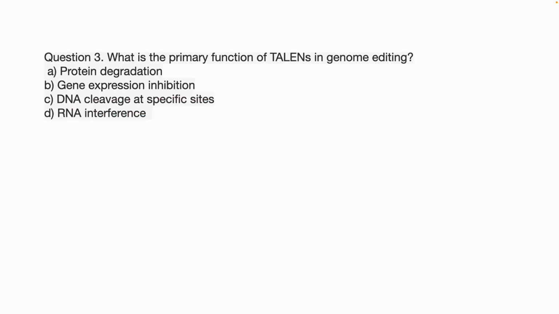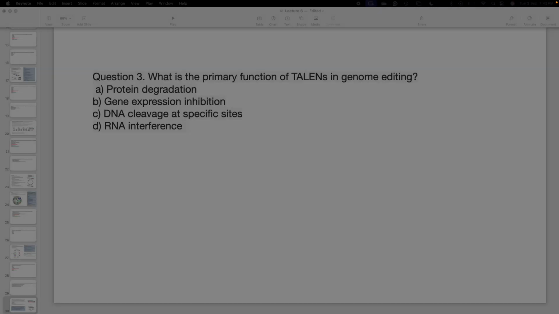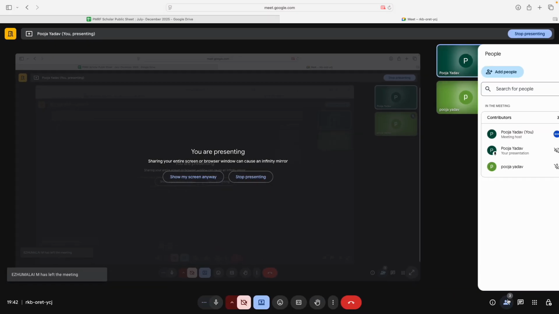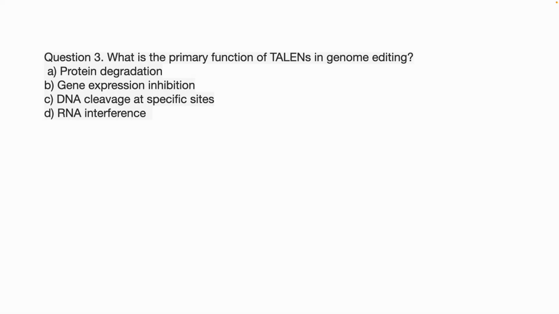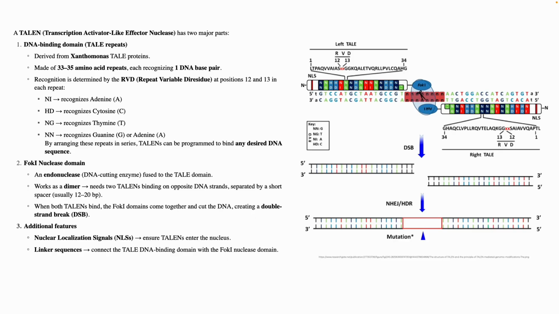So the third question is, what is the primary function of TALENs in genome editing? We have already seen that it results in DNA cleavage at a specific site. So TALENs are transcription activator like effector nucleases. They have two major parts. One is the TAL repeats, the other is the FokI nuclease fused to them.